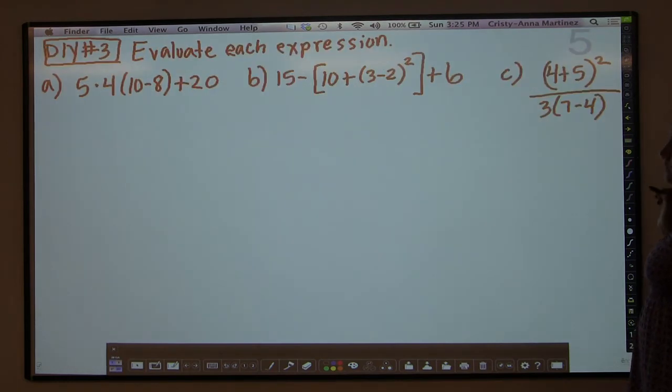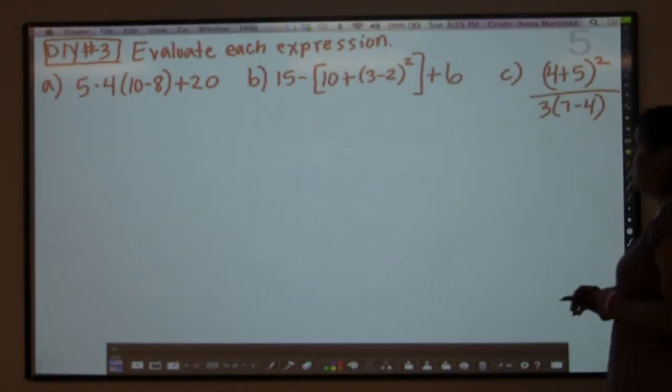Now I'd like you guys to do the do-it-yourself number 3. Again, evaluating each expression. There's an A, B, and C in your notes, and make sure that you have them when you come back to class so we can check them.